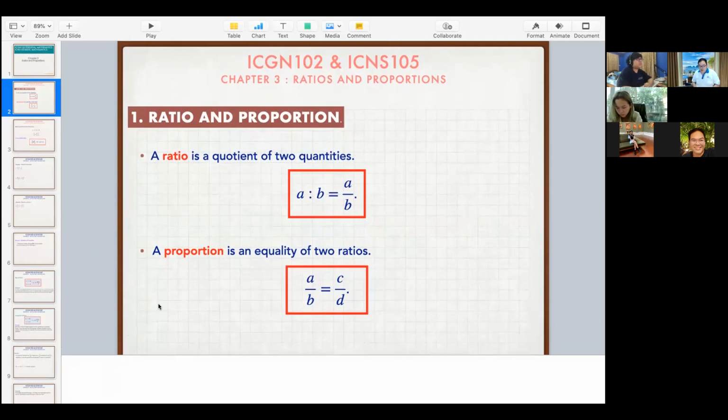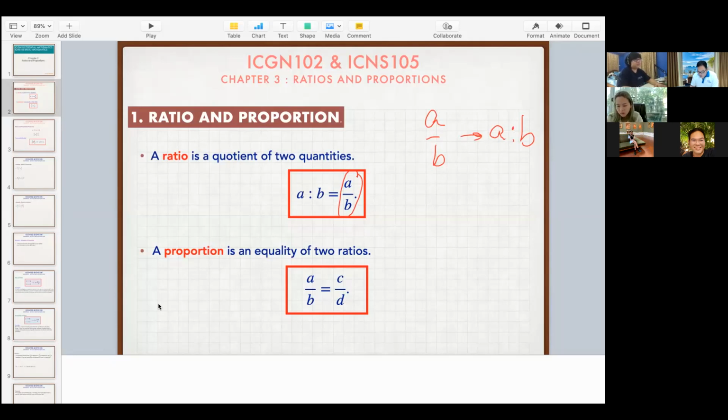When we talk about the ratio, the ratio is a quotient of two quantities. When we have the quotient, or the fraction that we learned from the previous class, a over b, when you write it in terms of ratio you write it as a:b. This is the ratio between a and b. It's a quotient of two quantities.